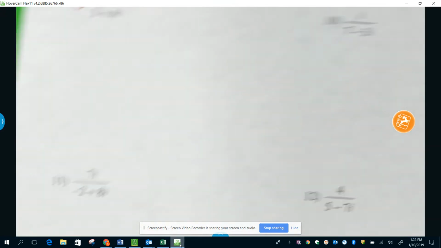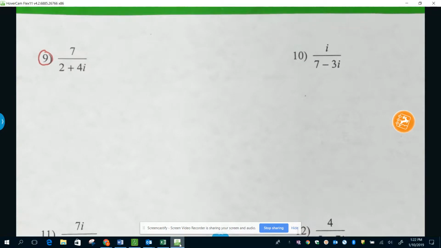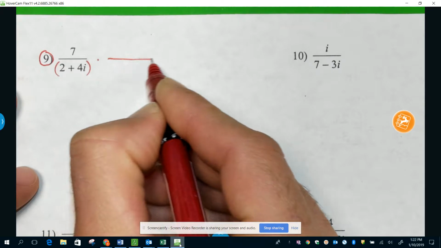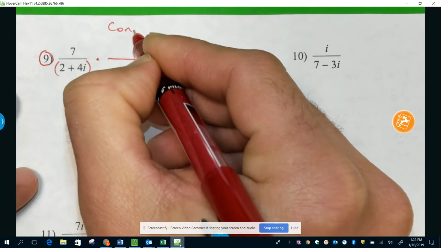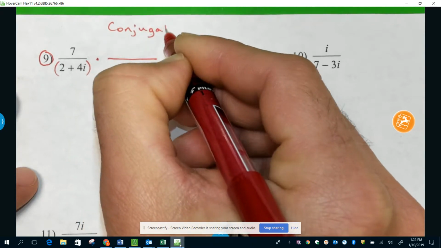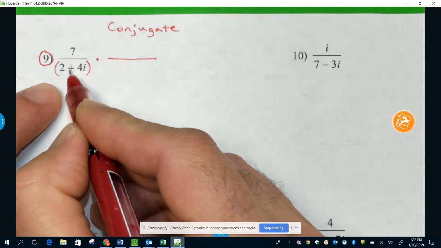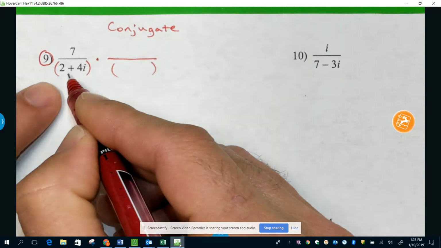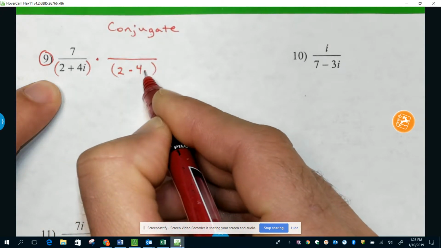All right, so on the back page, when we have multiple terms in our denominator, again, we are identifying the groups with parentheses. In this case, we are going to multiply by what we call the conjugate. C-O-N-J-U-G-A-T-E, conjugate. What the conjugate means is the only thing that's changing here is the sign in the middle. So if I'm going to multiply the denominator by the conjugate, it's not going to be 2 plus 4i, it's actually going to be 2 minus 4i.